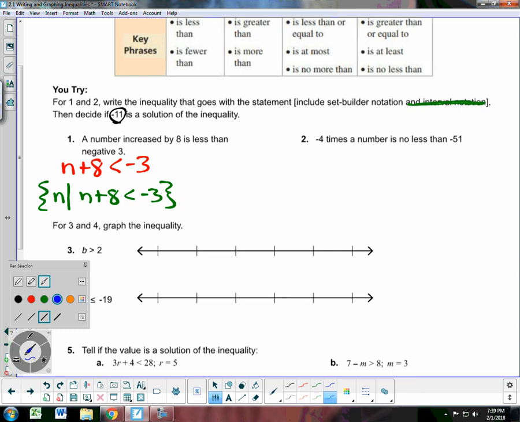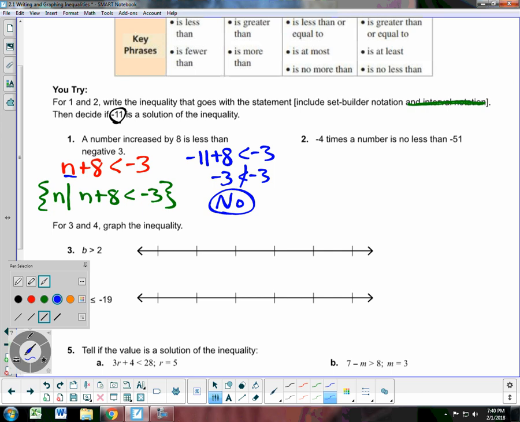Now, if we are going to decide if negative 11 is a solution, well, we can plug negative 11 in for the n. That would be negative 11 plus 8 less than negative 3. Well, negative 11 plus 8 is negative 3. This is kind of a tricky one, so it looks like it works, but negative 3 is not less than itself, it's equal to itself. So this doesn't work, so actually negative 11 is not a solution, so no, not a solution.